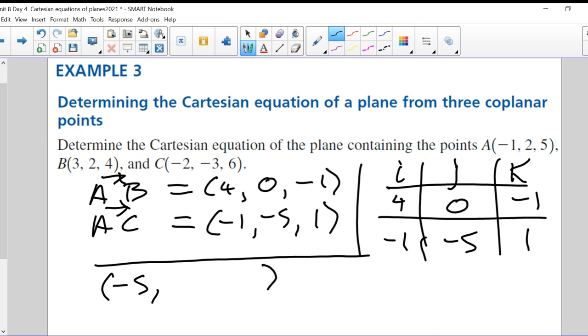And my next one should be 3, but I'm changing the sign to minus 3. And my last number should be, let's see, put that there. That should be minus 20.